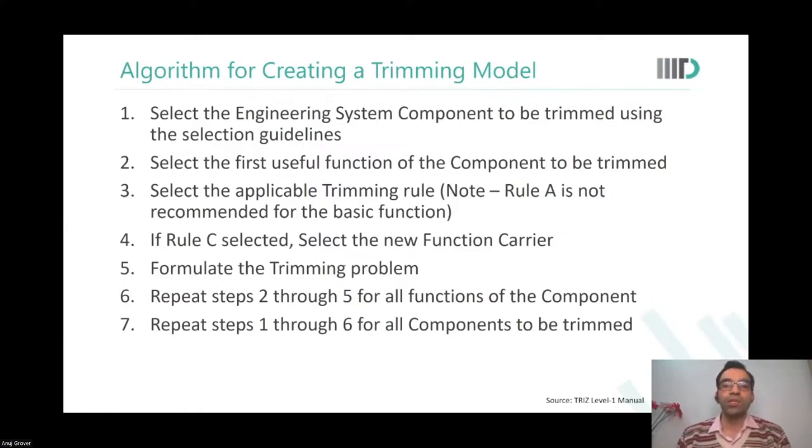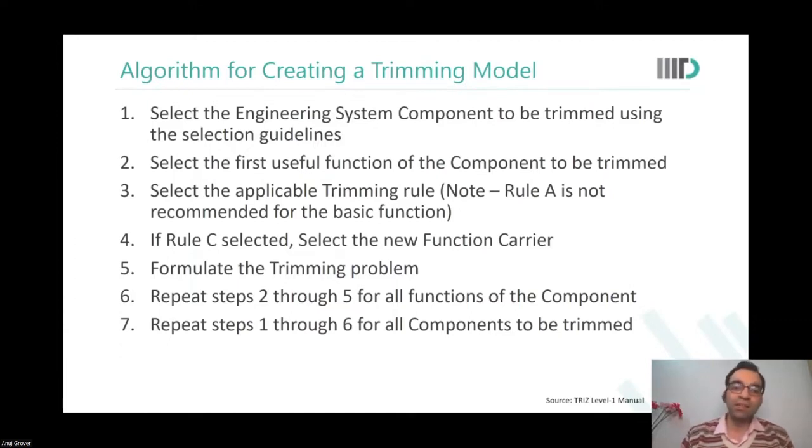Okay. So how to do the trimming? Select an engineering system component to be trimmed. We selected the head of the toothbrush just now. Then select the first useful function of the component to be trimmed. The head was doing two functions, hold and move the bristles. So we picked up the function hold. We applied the rule and we found that we have to move or reassign the function to another carrier, and we reassigned it to the handle. So the handle would move the bristles.